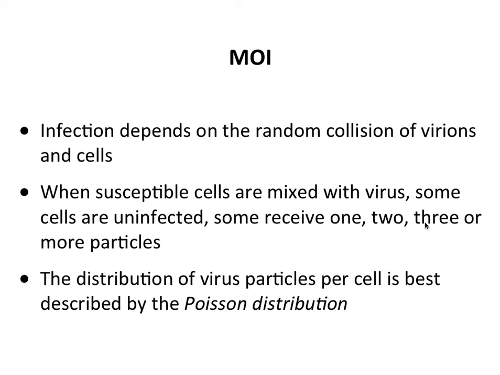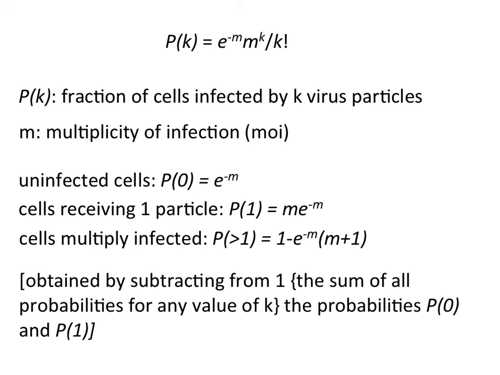The mathematical equation that we can use to figure out how many virus particles each cell receives is the Poisson distribution. This is a distribution that can inform us about low-frequency events like this. Here's the Poisson equation. pK is simply the fraction of cells infected by K virus particles. That's what we want to find out: how many cells get how many virus particles.